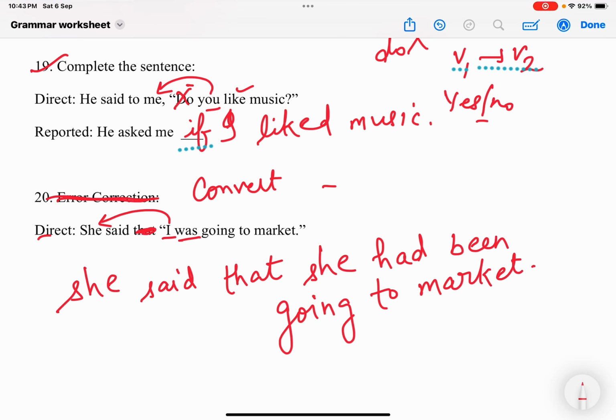If it is of error correction, you can see that inverted commas have been used, but we have to remove them, and even we are to change was and I also. So this was a typing error. Sorry for that, but you can just eliminate that and change the direct speech into indirect speech. So the correct answer is, she said that she had been going to market.